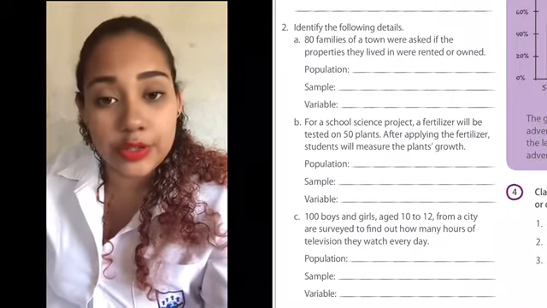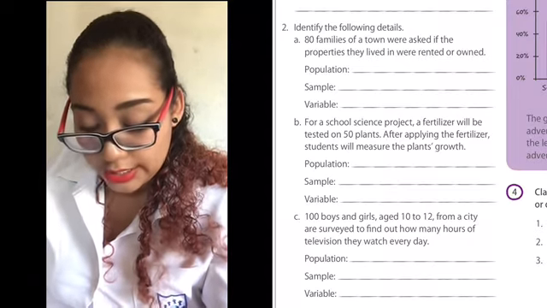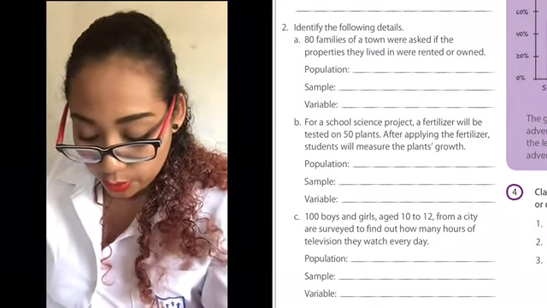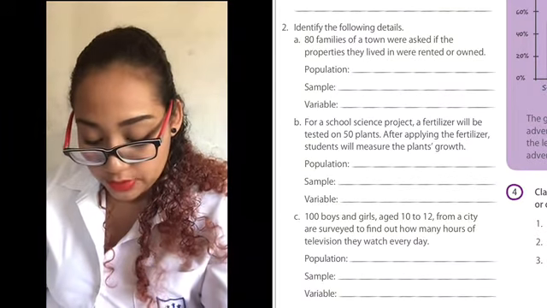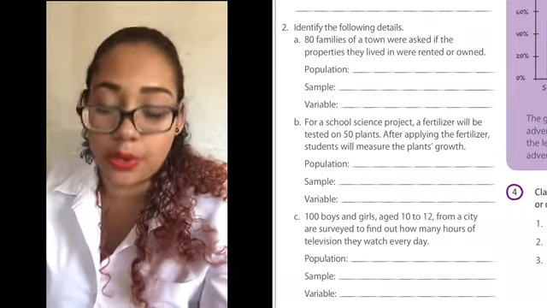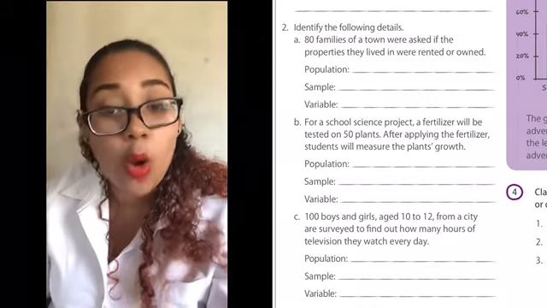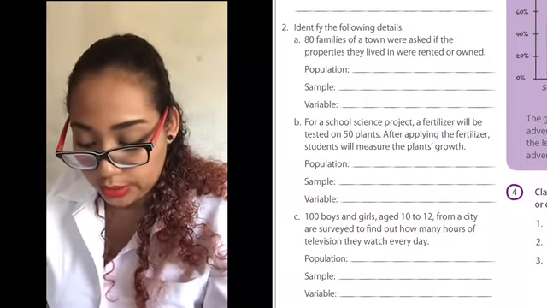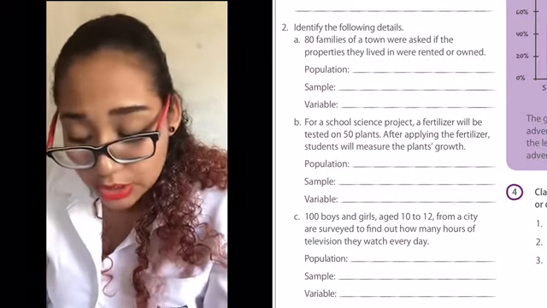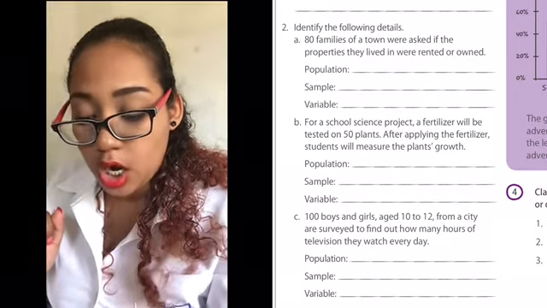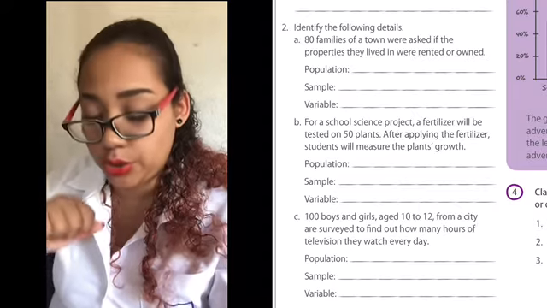exercise. On exercise letter B, it says, for a school science project, a fertilizer will be tested on 50 plants. After applying the fertilizer, students will measure the plant's growth. So you have to check what is the population. What are they going to do? What are these, quantitative or qualitative? Check that. So for example, on letter B, the sample will be 50 plants. Think of the other two.